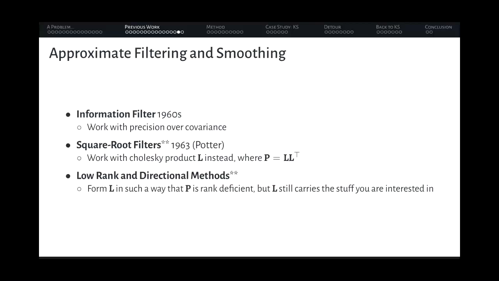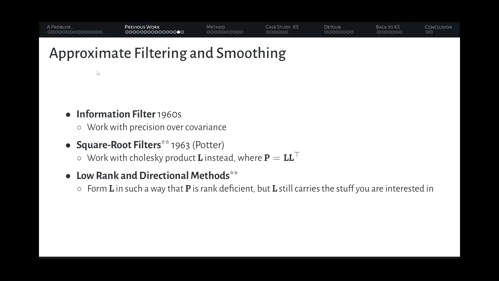It's just a different kind of filter, but you're changing the trade-offs of the algorithm in a certain way to get some kind of benefit. So working in the information, with the precision instead of the covariance. Square root filters, where basically you have some kind of Cholesky, some kind of square root decomposition you're doing, and you're working with the L instead of the P. And then low rank and directional methods.